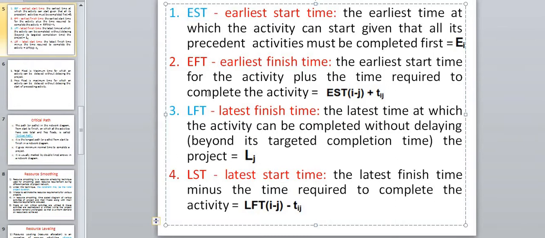So once again I am repeating that after drawing the network diagrams, we have to first calculate serial number 1 and serial number 3. Serial number 1 is EST, earliest starting time, and latest finish time. First we have to calculate these, and depending upon these two times we will calculate serial number 2, that is earliest finish time and latest start time.